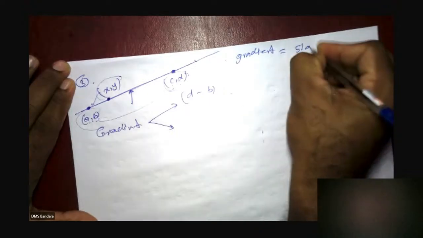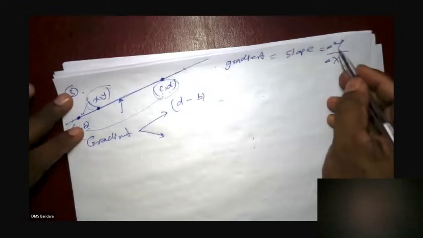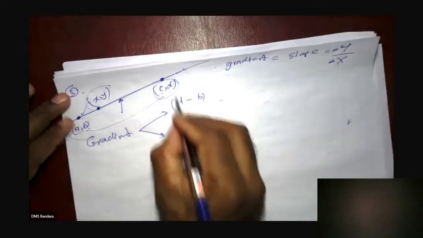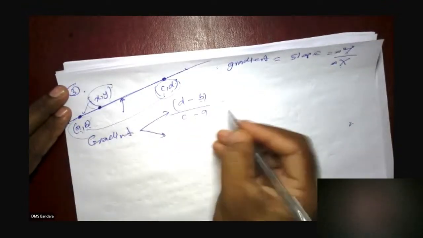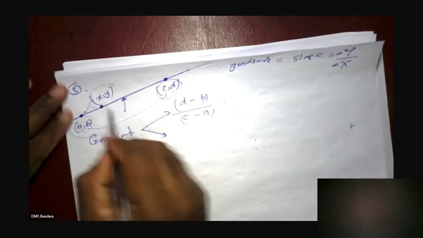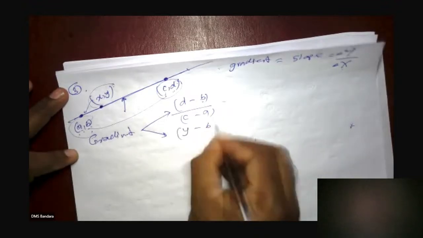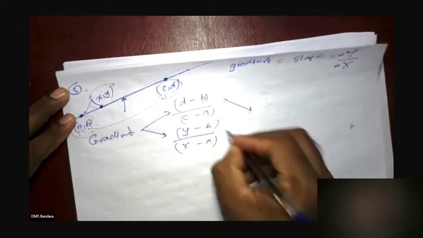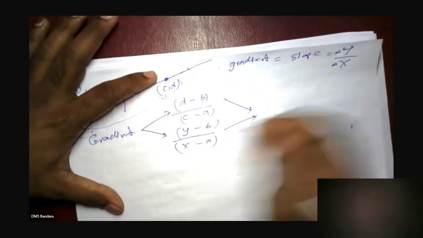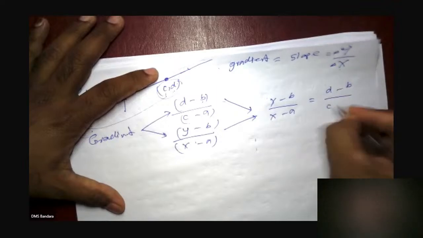The gradient, or slope of the line, is delta Y divided by delta X, the difference of Y divided by the difference of X. The difference of Y for points A, B and C, D is D minus B, divided by C minus A. Also, we can write the gradient using x, y and a, b: y minus b divided by x minus a. Throughout the line, the gradient is the same. So we get the equation by equating these two parts: y minus b over x minus a equals d minus b over c minus a.